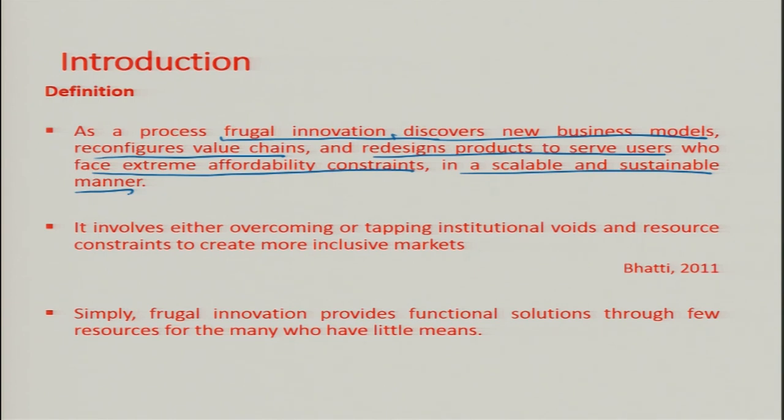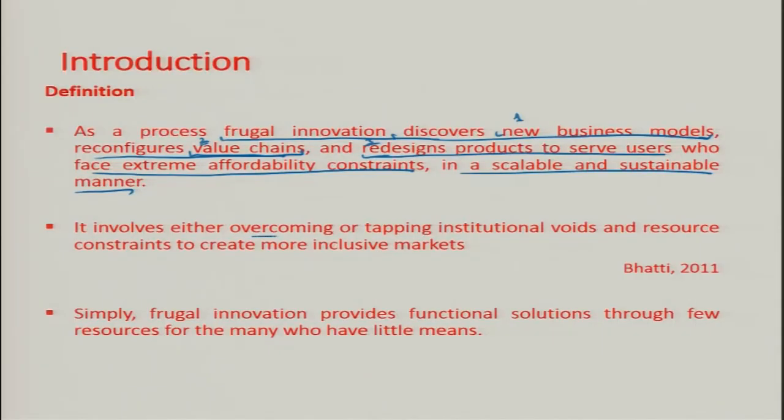You see, there are certain features here. Number one is new business models, number two is reconfiguring of value chains, number three is redesign, for users who face extreme affordability constraints. The basic definition of frugal innovation is that it reduces the cost of the goods and tends to make the goods available to the maximum number of people, or to the masses.